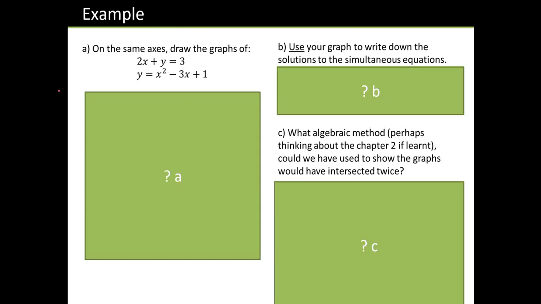So the first question we've got here is to draw these graphs on the same axes. Well, this is a straight line. If we put it in mx plus c form, which is minus 2x plus 3, this is very easy to draw. You can also use the table mode on your calculator if you want to very quickly find the values, or if you have more unfamiliar functions.